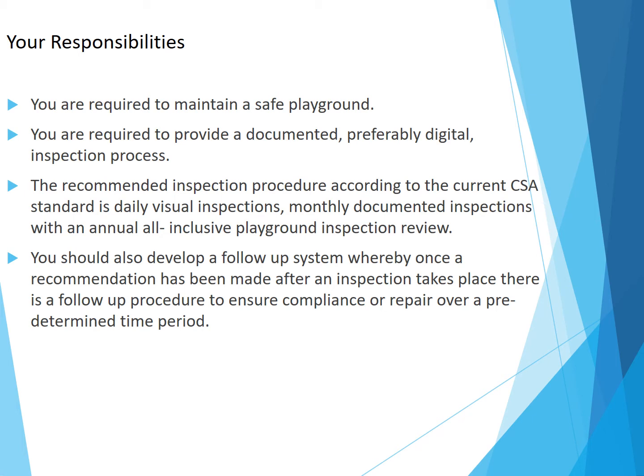The recommended inspection procedure, according to the current CSA standard, is daily visual inspections, monthly documented inspections, with an annual all-inclusive playground inspection review. You should also develop a follow-up system whereby once a recommendation has been made after an inspection takes place, there is a follow-up procedure to ensure compliance or repair over a predetermined time period. This in particular is where a digital playground inspection format works very well.